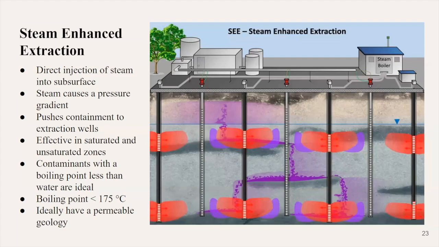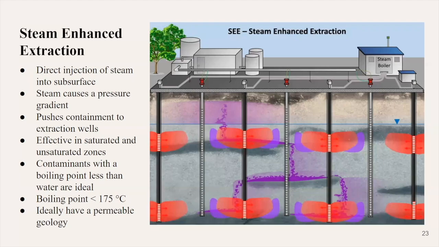What the steam does is push contaminants toward the extraction wells by creating a pressure gradient as it's pushed out of the pipes that are brought down into the ground. As you can see, the red is the steam being pushed. It's pushing contaminant toward these extraction wells. This will work in saturated or unsaturated zones because the steam will be pushed in and push whatever's in the ground towards the wells.